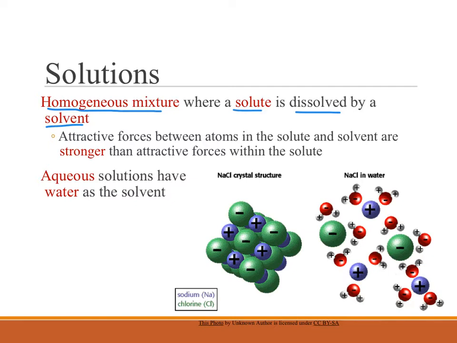When I talk about a solute being dissolved by a solvent, we're really saying that the attractive forces between the atoms in the solute and the solvent are the stronger ones. They are stronger than the attractive forces that are within the solute itself that would normally hold it together. So to look at this illustration, we have an example of sodium chloride, and in its crystalline structure, we have attractive forces between the positive and negative ions, and that's what's holding things together. They are pulling towards each other.